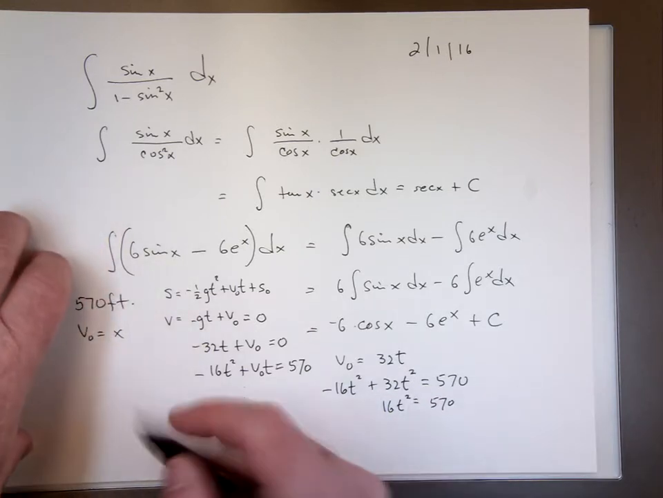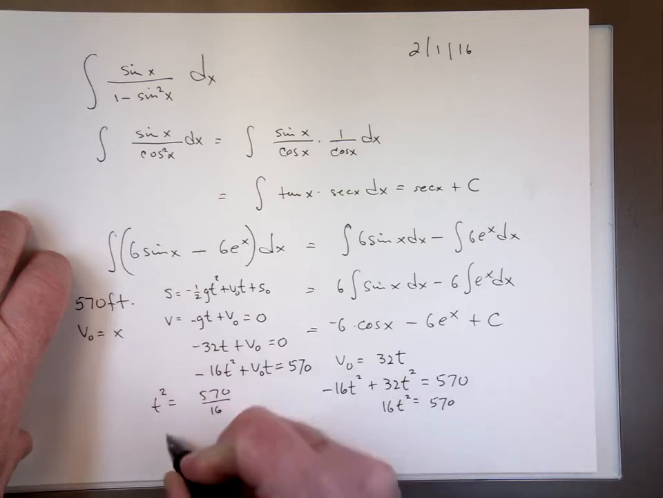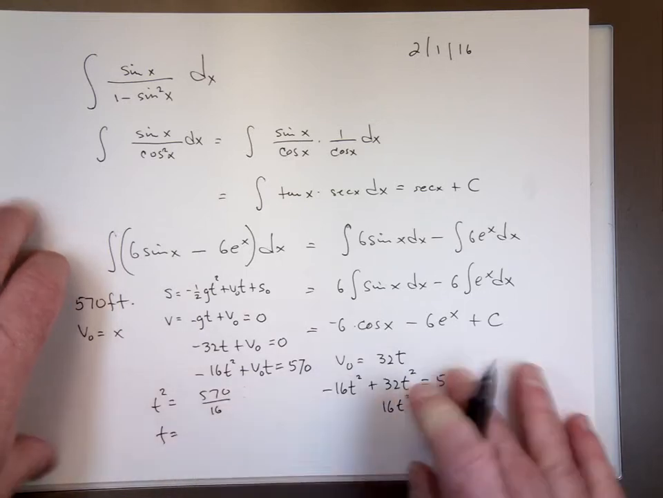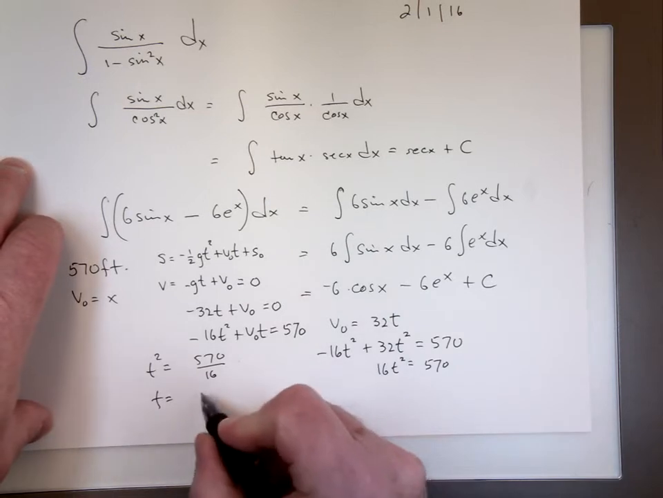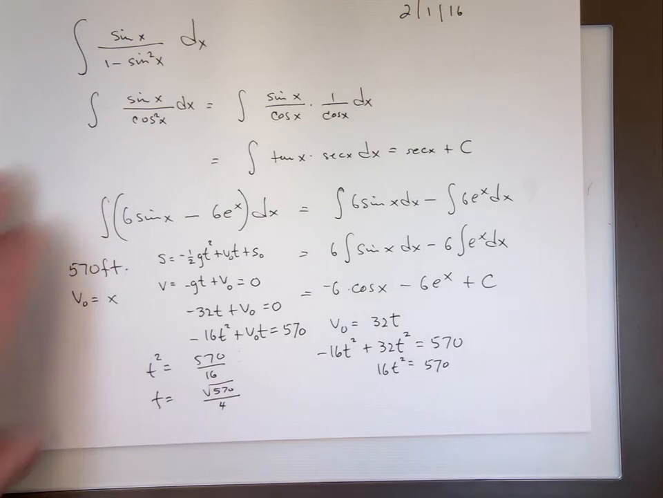Okay, so t squared is 570 over 16. The time is going to be the square root of 570 over 4. Do we get perfect squares in there?